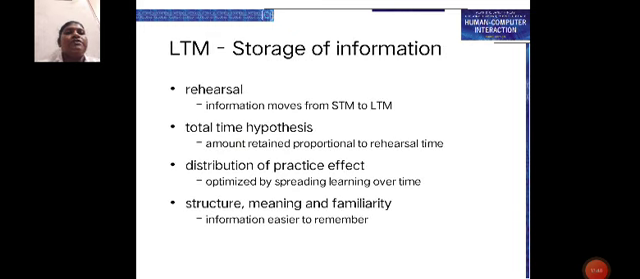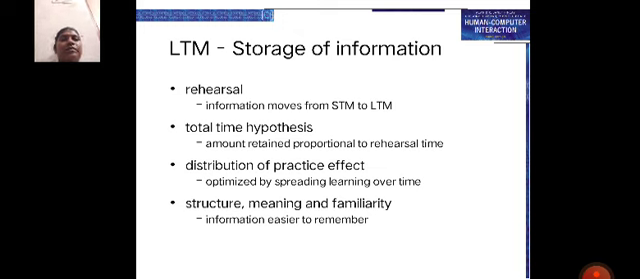So in terms of storage, rehearsal moves information from short term memory to long term memory. Doing a short term activity regularly, in a daily manner, will make it a long term memory and it will be stored in LTM. So it's the total time hypothesis: the amount retained is proportional to rehearsal time.